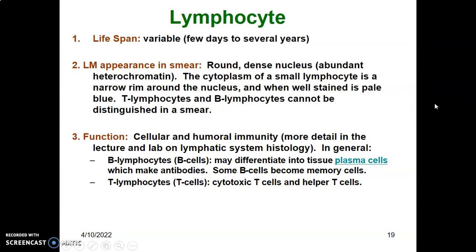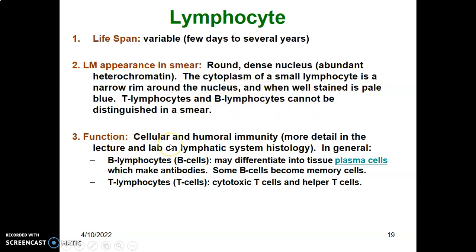years, and under light microscopy they have a round and dense nucleus which has abundant heterochromatin. Usually in lymphocytes, the cytoplasm looks like a narrow rim around the nucleus. The nucleus is large, so it pushes the cytoplasm to the side, so it just appears like a narrow rim that stains pale blue. So under light microscopy, you can't really differentiate between T lymphocytes and B lymphocytes. The difference between them are based on what is on the surface of the cell membrane.